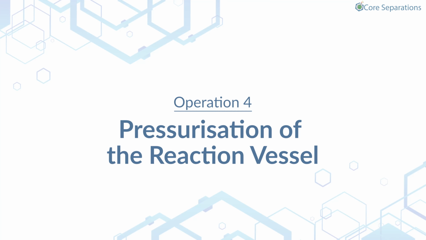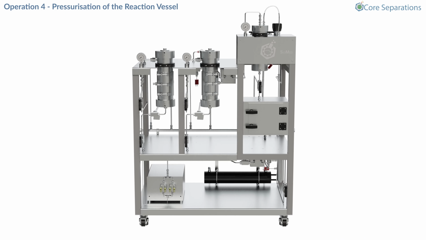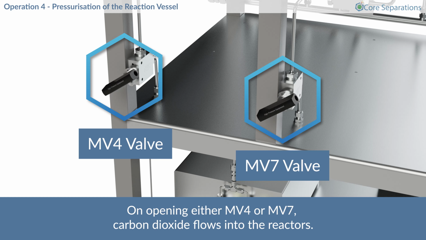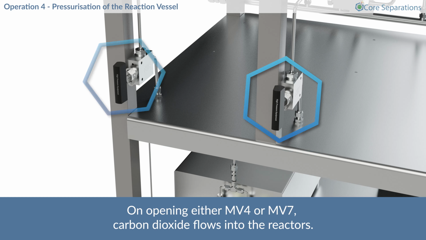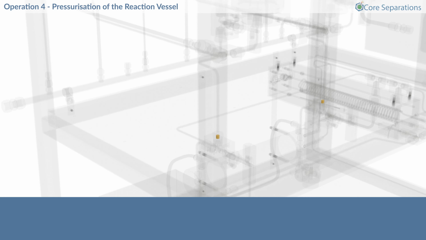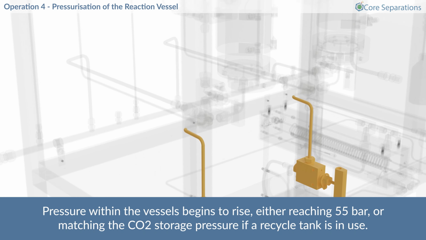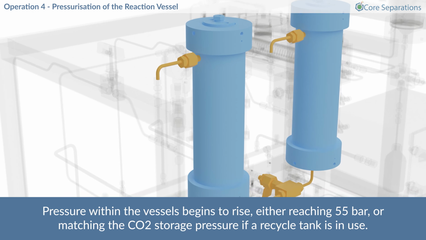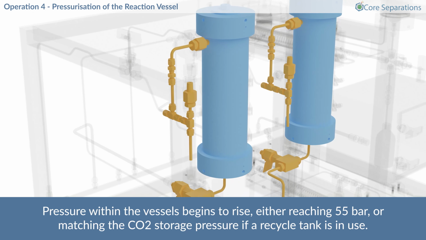Operation 4. Pressurization of the reaction vessel. Upon opening either MV4 or MV7, carbon dioxide flows into the reactors. Pressure within the vessels begins to rise, either reaching 55 bar or matching the CO2 storage pressure if a recycle tank is in use.